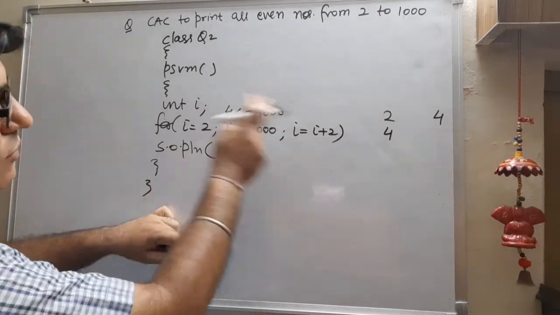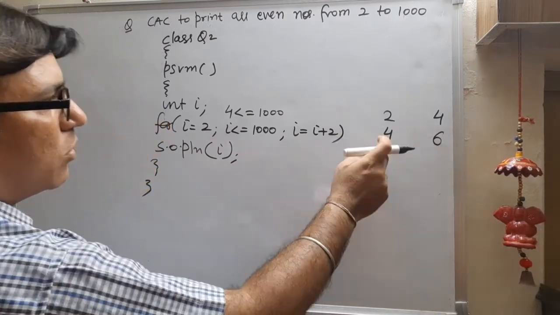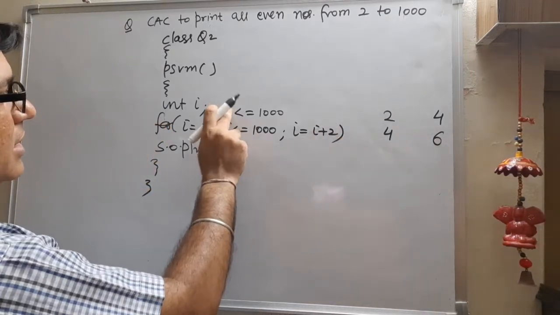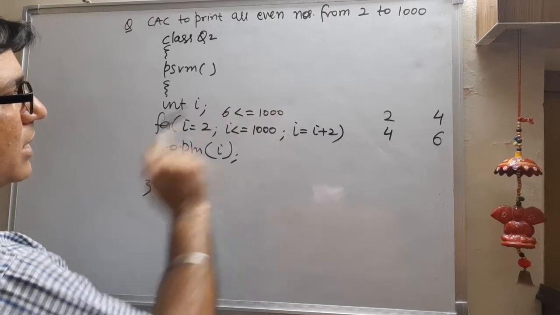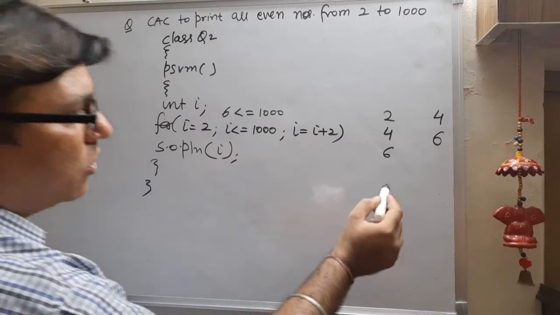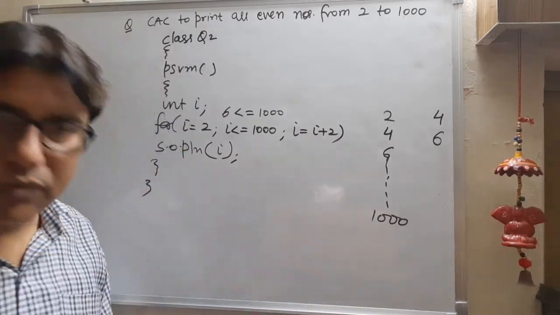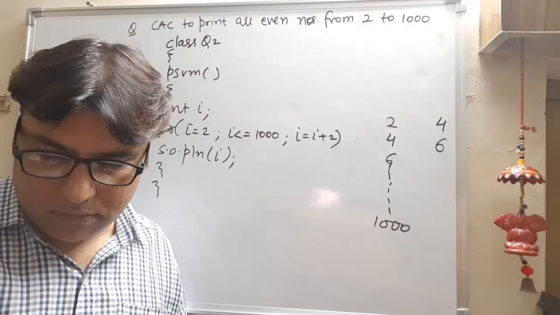Then after that this will go I is equal to I plus 2. This will become 6. 4 plus 2, 6. So again 6 is less than equal to 1000. So again 6 is displayed on the screen. Similarly it will go up till 1000. All the even numbers will be printed from 2 to 1000.